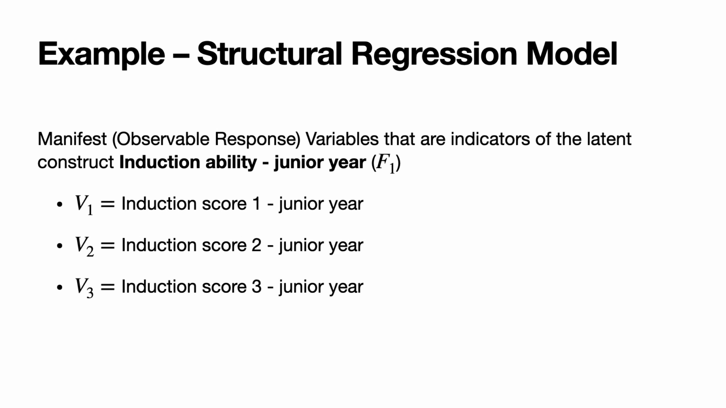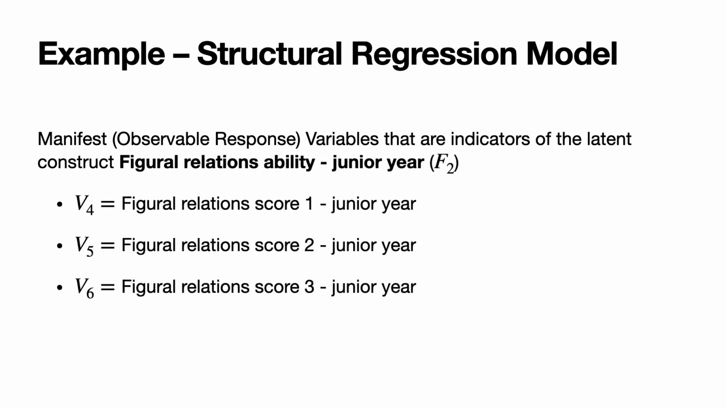Next, we identify the manifest variables related to each of the latent constructs. The manifest variables that are indicators of the latent construct F1, which is the induction ability during the junior year, are V1, V2, and V3. The manifest variables that are indicators of the latent construct F2, which is figural relations ability during the junior year, are V4, V5, and V6. And the manifest variables that are indicators of the latent construct F3, figural relations ability during the senior year, are V7, V8, and V9.